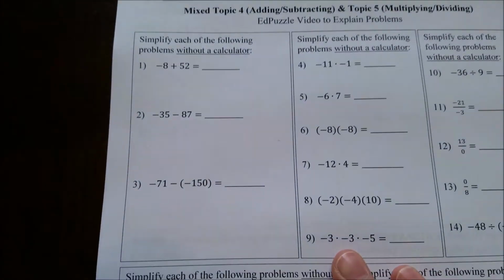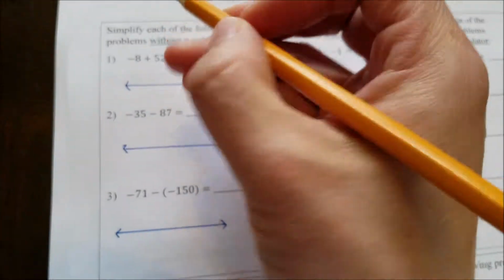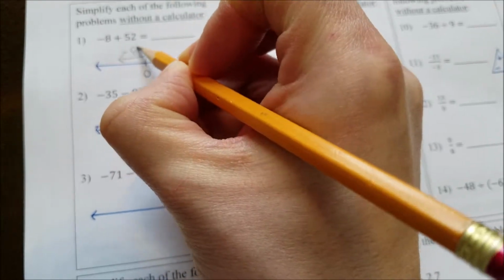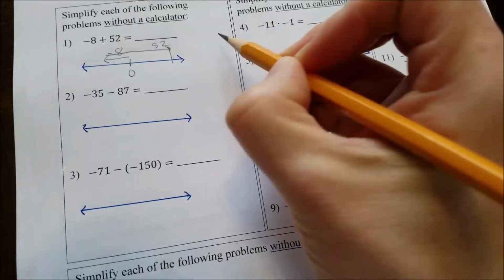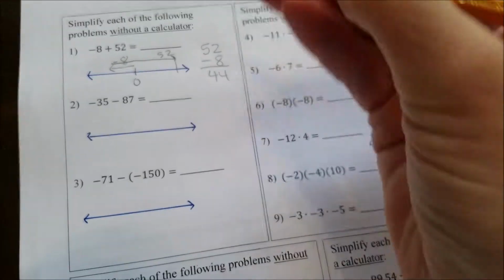Okay, please try 1, 2, and 3. Number 1, you can use a box method, number line, or if you just know your integer facts. We have -8, and then we have positive 52, so we'll end up on the positive side, and they are different, so we will subtract, and you should get positive 44.